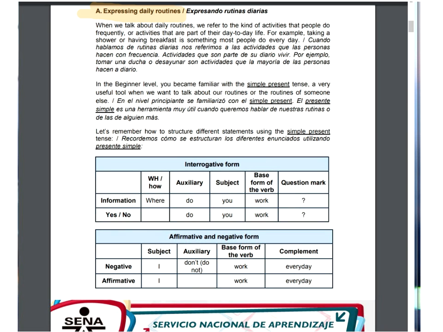Okay, so in daily routines we use the grammar structure simple present tense, and this is the grammar. In the interrogative form, we use the auxiliary do, or does for he, she, it. In affirmative and negative we use don't or doesn't in the negative when it is necessary. We have some examples.